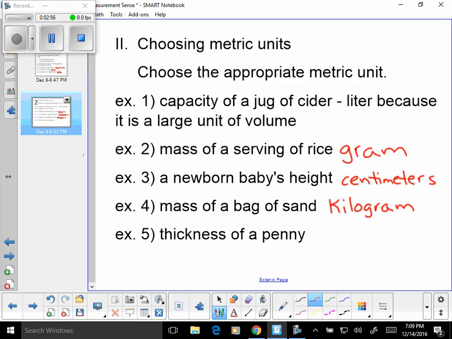If we were talking about the thickness of a penny, we're going to use the smallest metric unit of length that we can possibly find. That's at least in our tables, and that's going to be the millimeter. Now, the metric system does have smaller units, things like nanometers and so on, but we'll be using just the ones in the table. And this concludes lesson 5.2a on choosing and converting units.